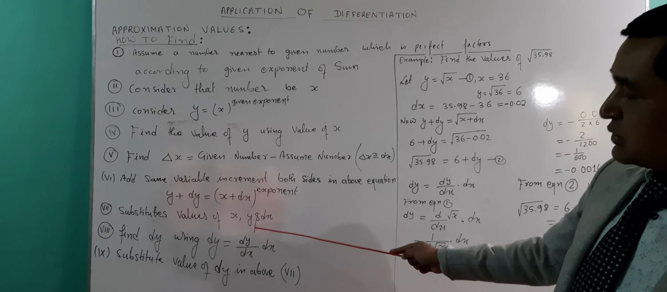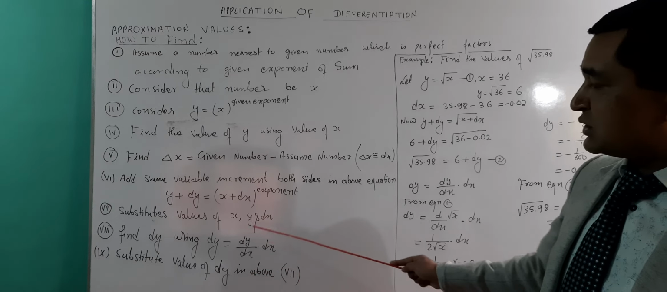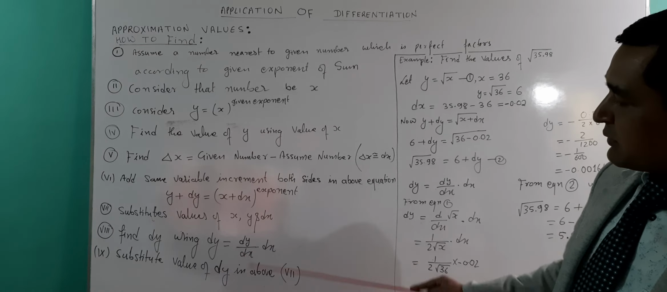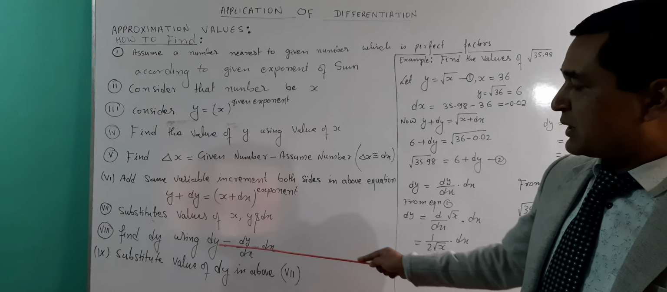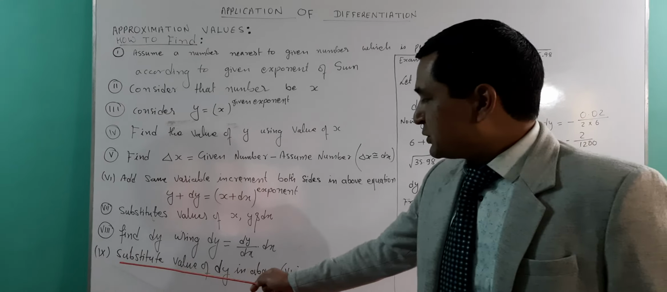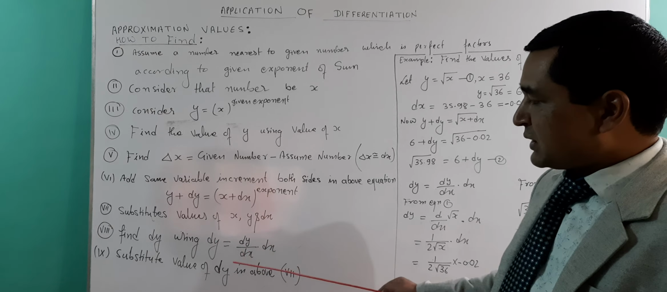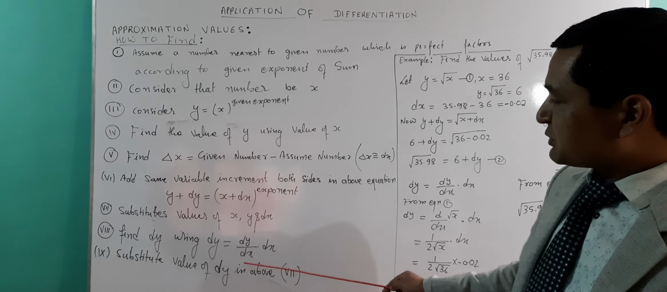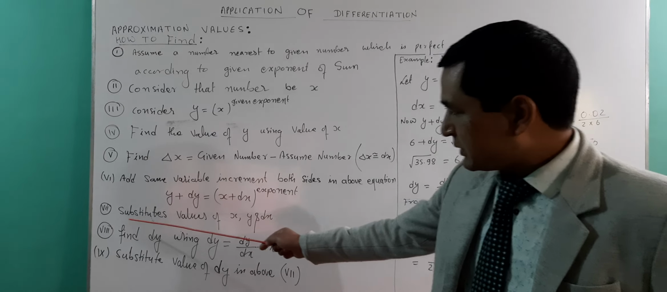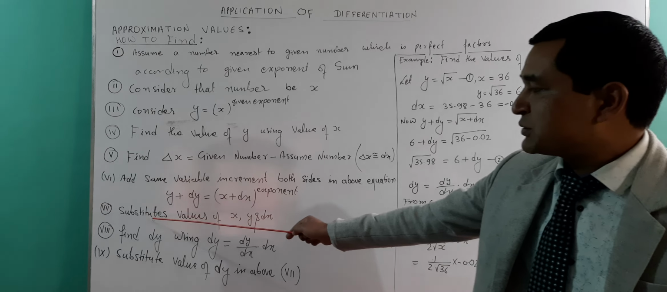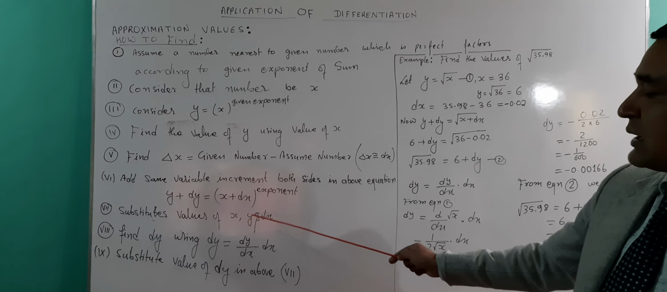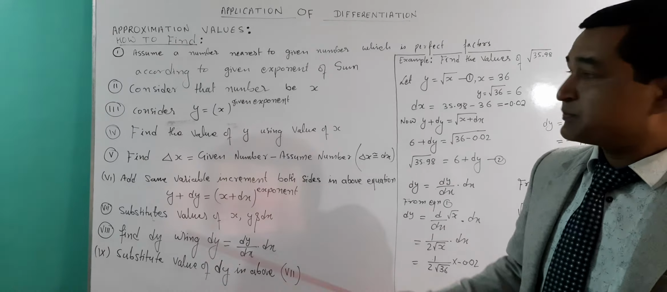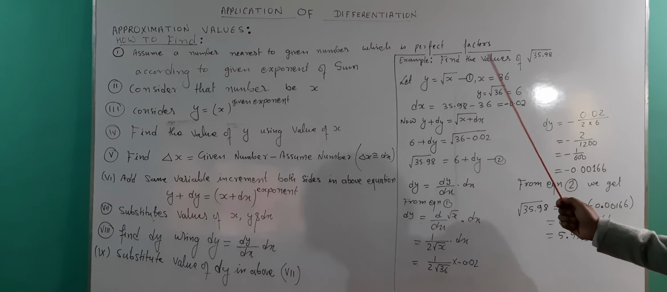Dy equals dy by dx into dx. Dy by dx means the differentiation of y with respect to x. Then substitute the value of dy by dx after simplifying, and you will get the value of dy. Substitute this value in equation 2, which was formed after substituting the values of x, y and dx. Now according to this process, I am going to explain the sum by example.